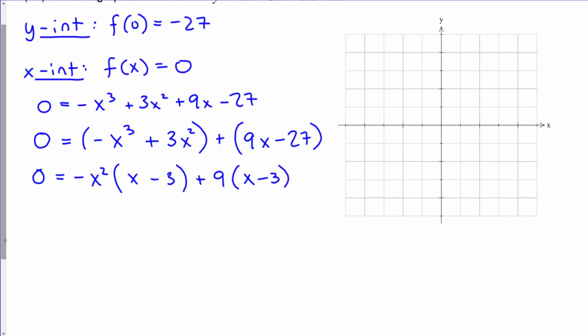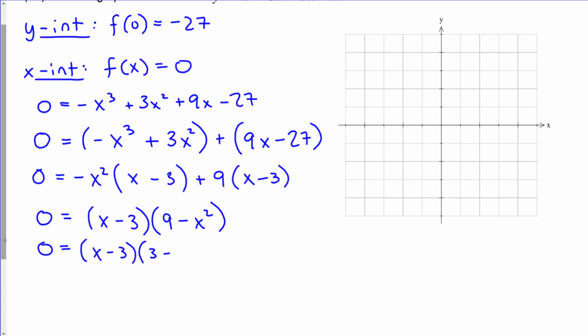Now, if I look at what's left, I basically have 2 terms, and each of those terms has a factor of x minus 3. So I can pull that factor of x minus 3 out, and that's going to leave me negative x squared plus 9, or I'll write it as 9 minus x squared to make it a little bit more clear. Then the last thing here is 9 minus x squared is the difference of squares. So that would leave me x minus 3 times 3 minus x times 3 plus x.